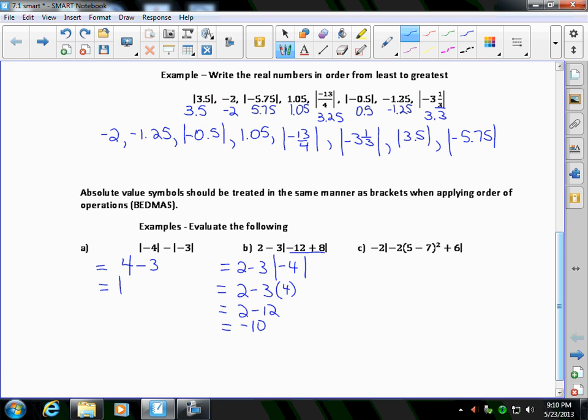You have to be careful, because what happens is people want to distribute this 3 to both terms. Not necessarily wrong, but it can change your value, so you don't want to do that. You always want to do your order of operations first. So example C.